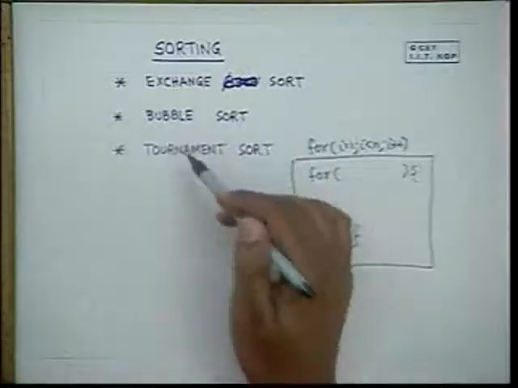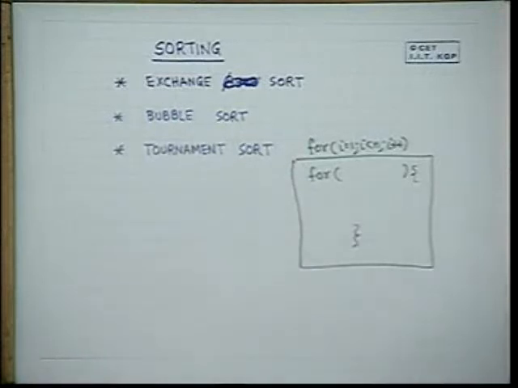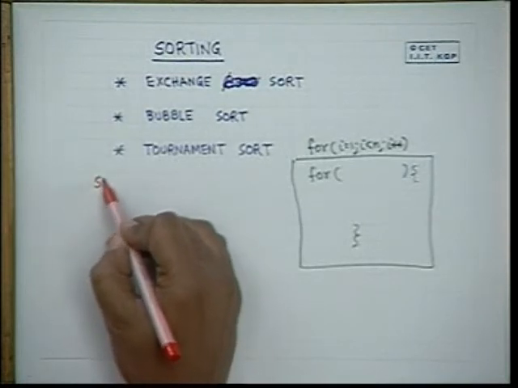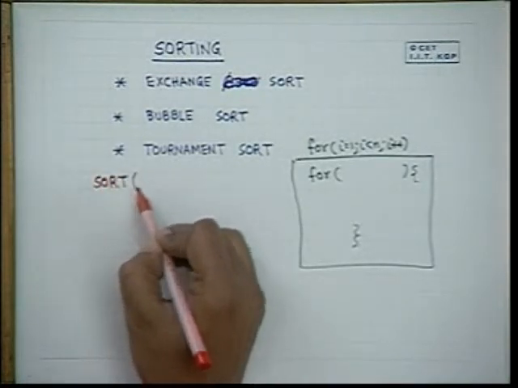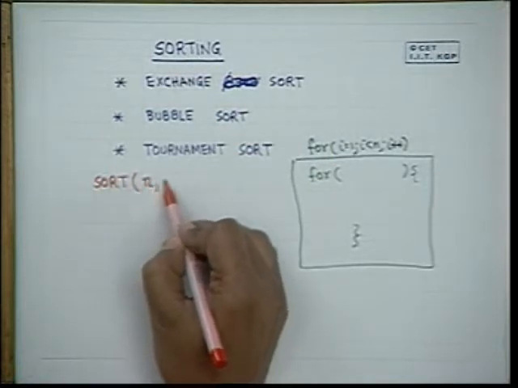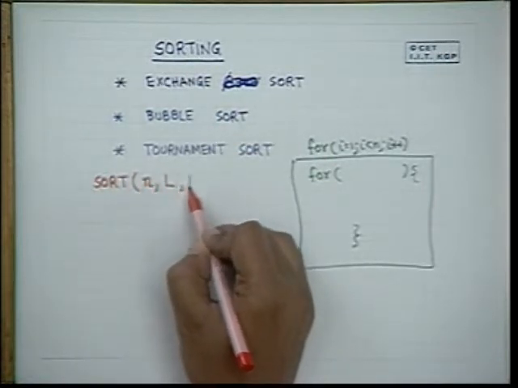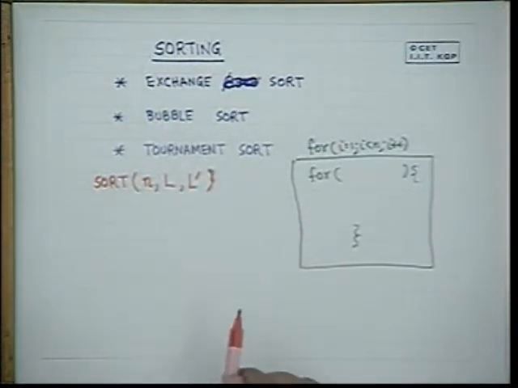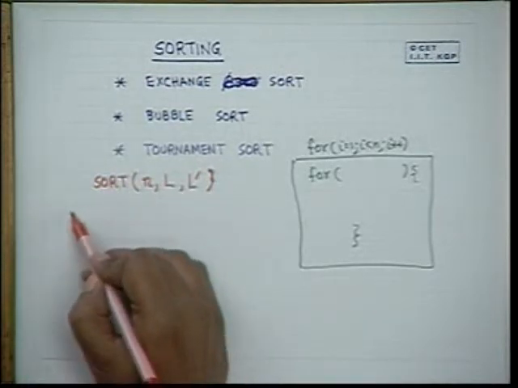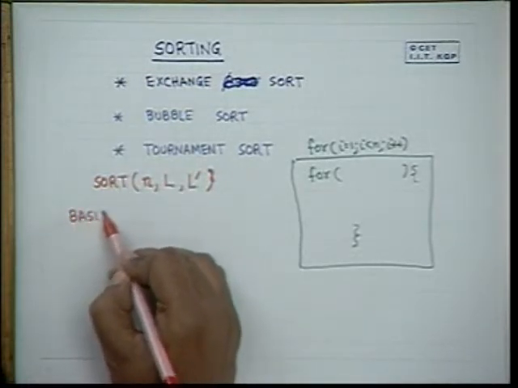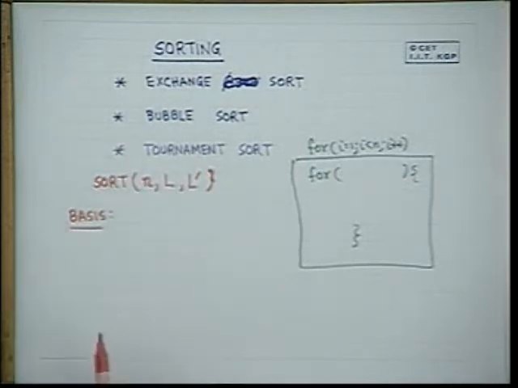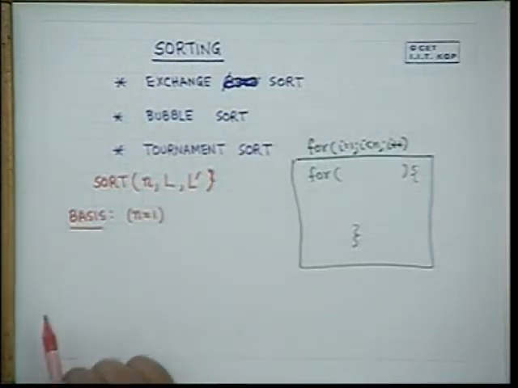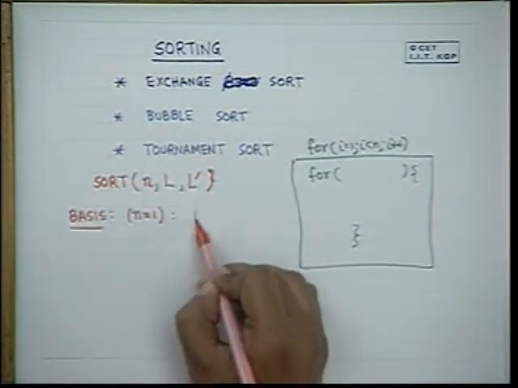And if you see, all these three algorithms have got a single decomposition rule. The rule is like this: sort a list of n elements and give me the sorted list L dashed. This is the sorting routine. What is the basis condition? N is equal to 1. Then what do you do? L dashed is equal to L.